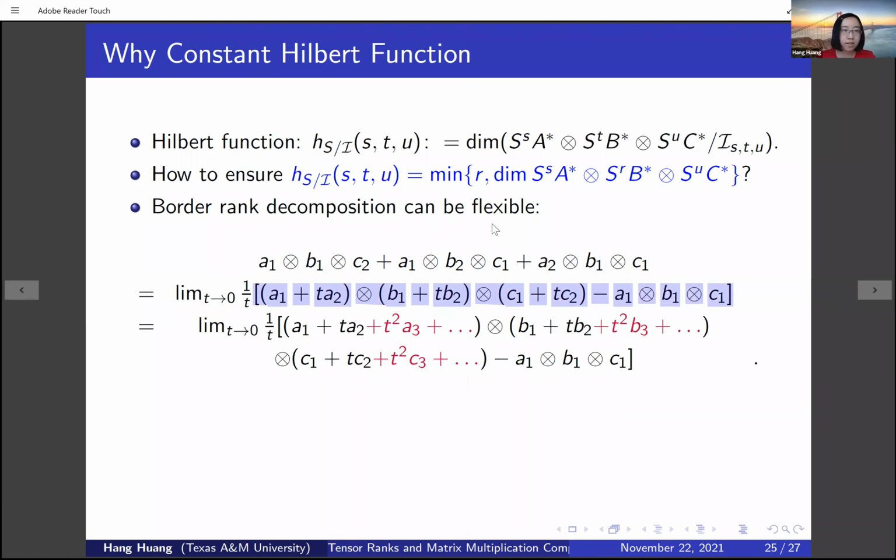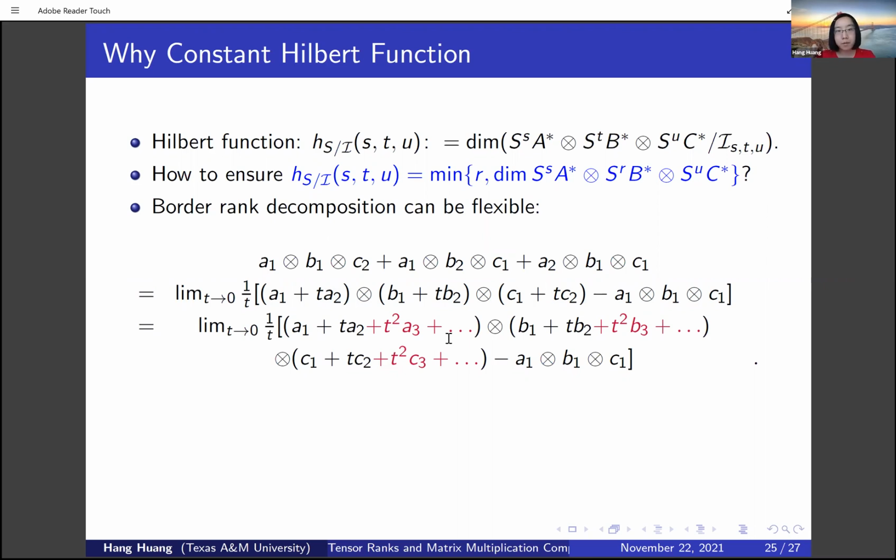So the t squared term and t cubed term do not matter inside the bracket, because when you take the limit, all those terms go to 0. In other words, when choosing my rank 1 points, I can be very flexible. I can add t squared terms, t cubed terms, and other higher order t terms. This means that I can perturb my points when choosing my border rank decomposition.